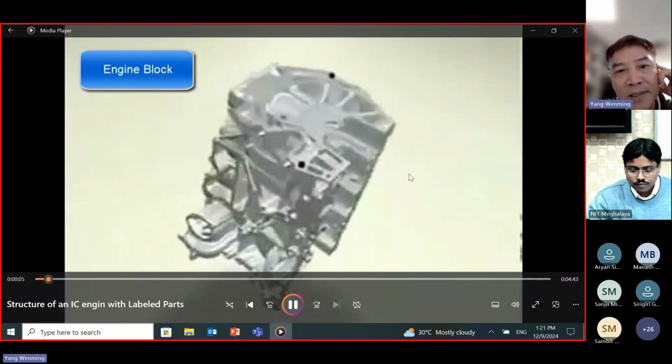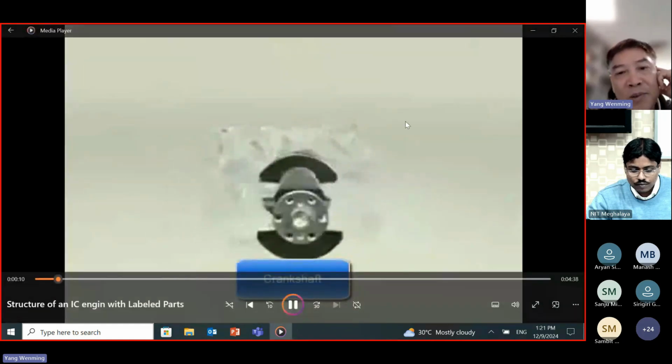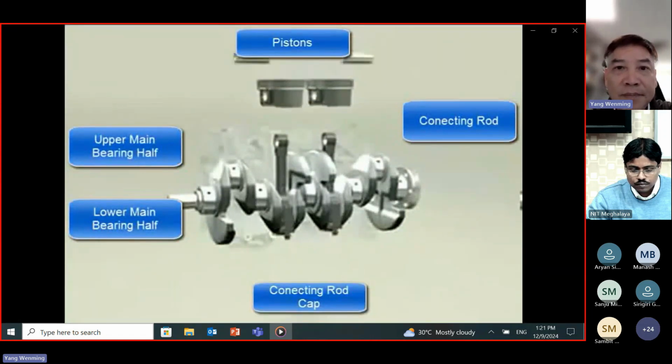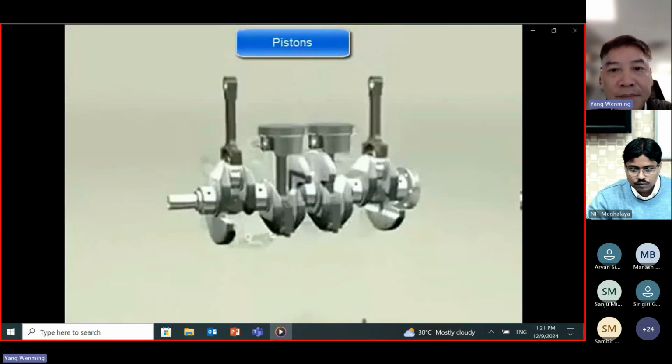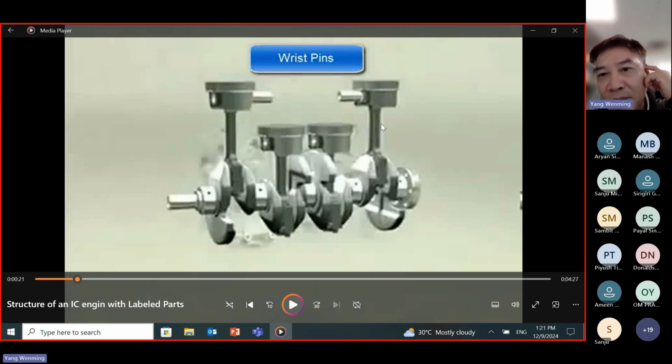First one is the engine block. This is the main supporting structure. This one is very simple, it's a crankshaft. So this engine, how many cylinders do you know? This engine has 4 cylinders, correct, because we have four pistons. Each cylinder has one piston. Great.